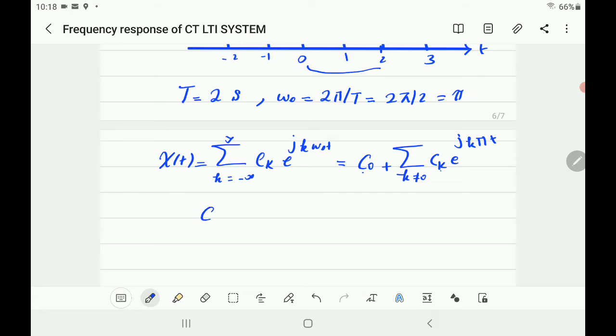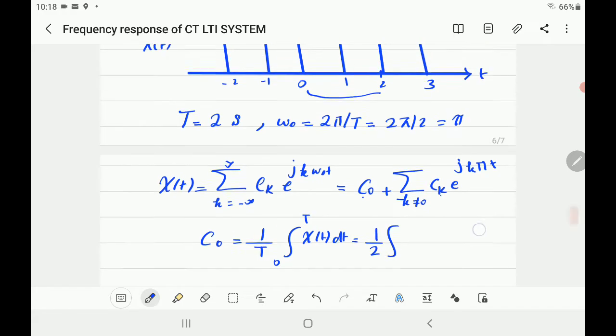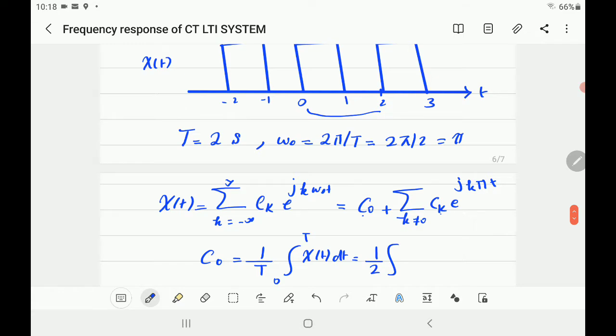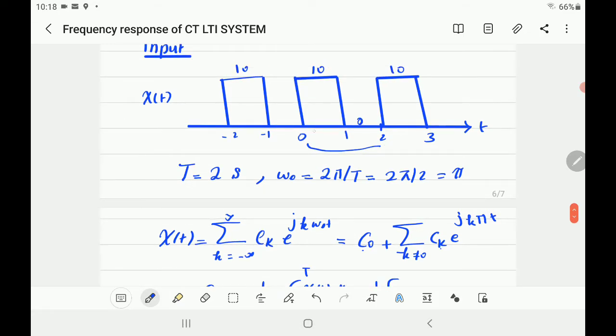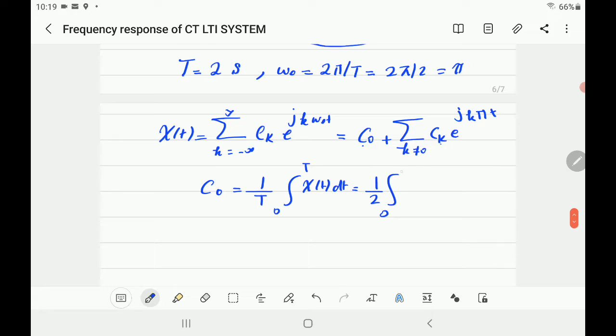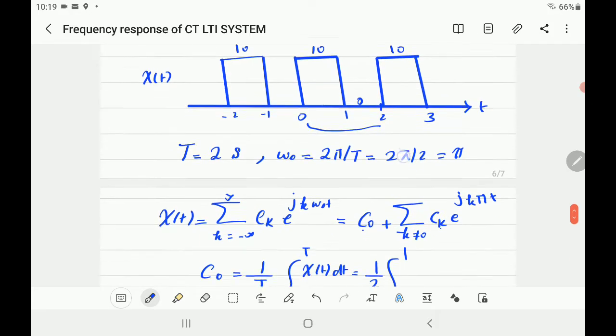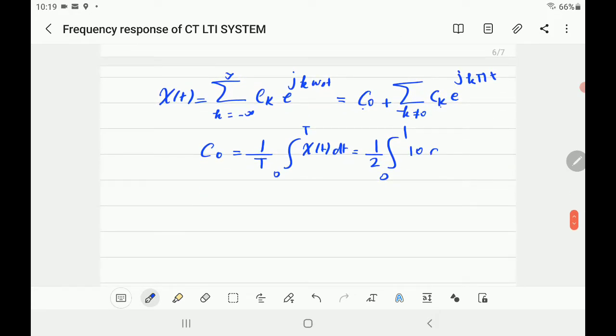Now you can find the values of c naught and c_k. That's what you're going to do. To find c naught, it is 1 over T times the integration from 0 to T of x of t dt. Accordingly, the period is equal to 2, so it's 1 over 2, and then you integrate from 0 to 2. But from 1 to 2 it is equal to 0, so you integrate from 0 to 1, where the function is equal to 10, dt, so you get 5. So that's the value of c naught.